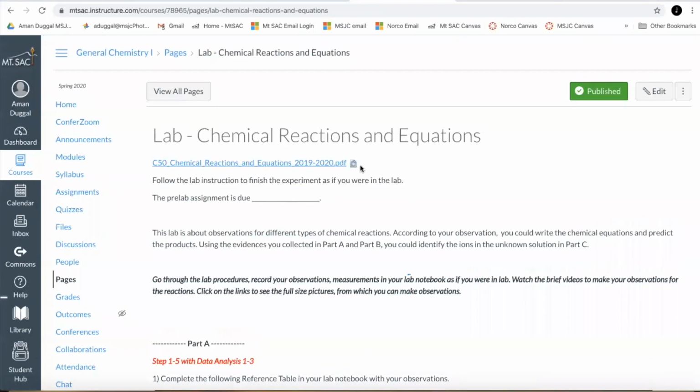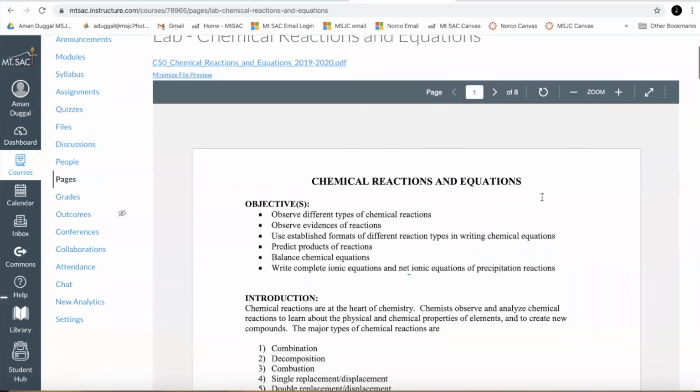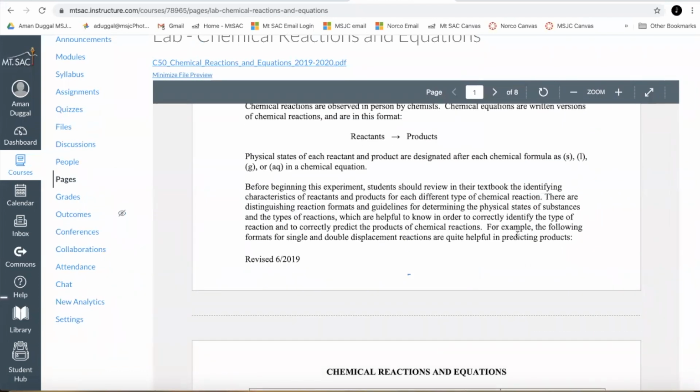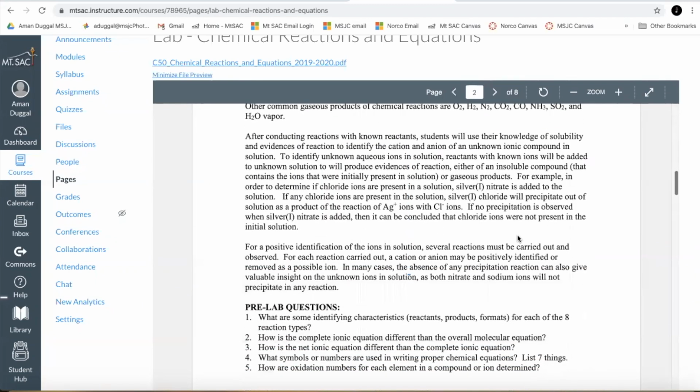All right, guys, so this is the next lab that you're going to be working on, which is the chemical reactions and equations. Again, it was an interesting lab. If we would have done this on campus, then you would learn how to actually mix chemicals and then see how to make observations. But again, those have been supplemented by some videos that you guys will get to watch.